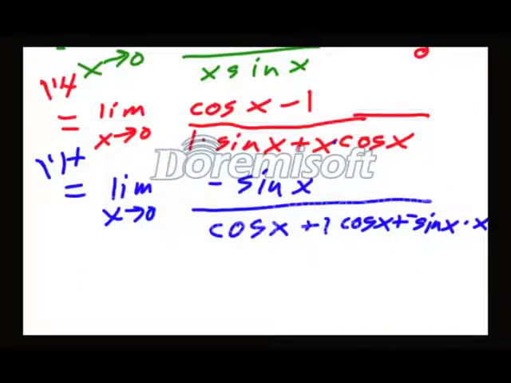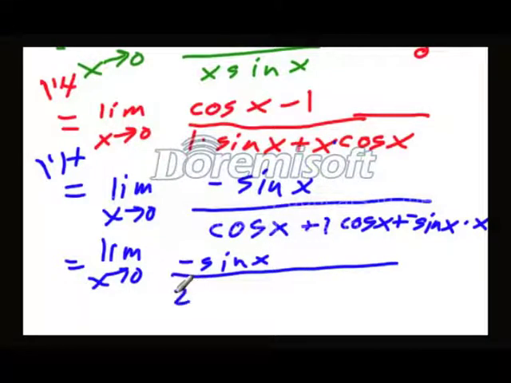So just simplifying this, limit as x goes to 0 of negative sine x. Denominator, we've got a cosine x plus cosine x. That would be 2 cosine x minus sine x times x. I'm going to write it as x sine x.